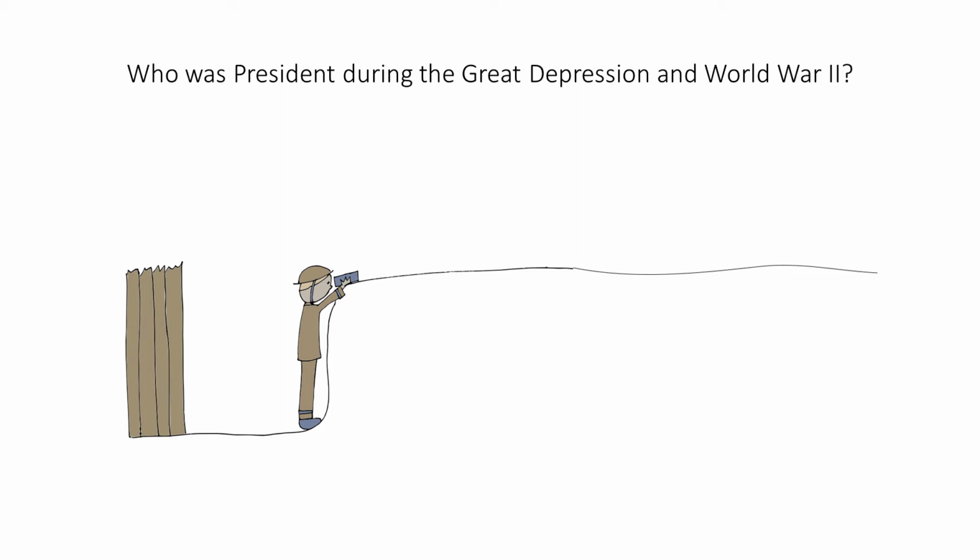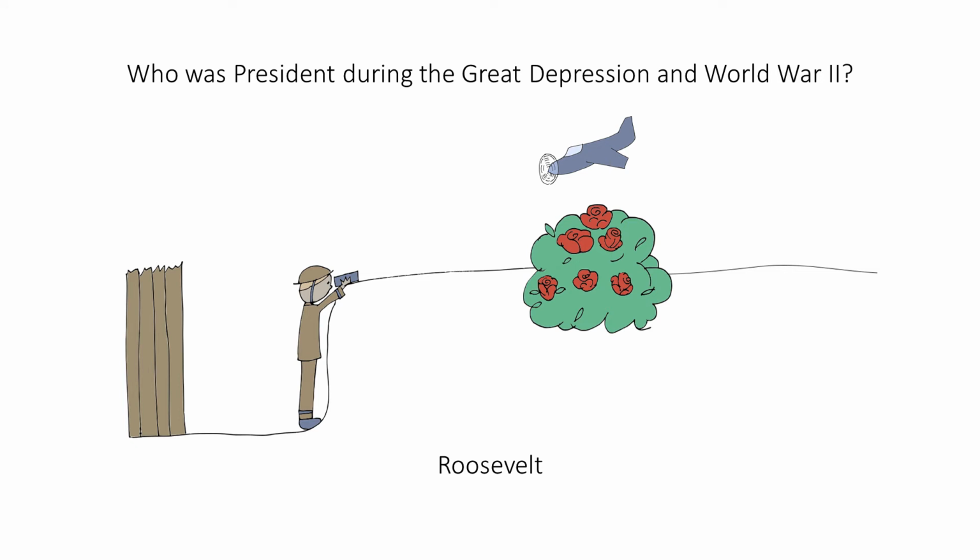Who was president during the Great Depression and World War II? Roosevelt. World War II was largely fought in the air, so when you hear World War II, think of this plane about to bomb this rose bush to help you remember Roosevelt.